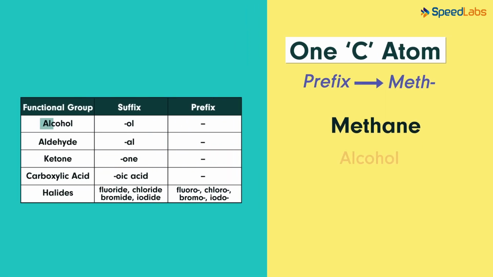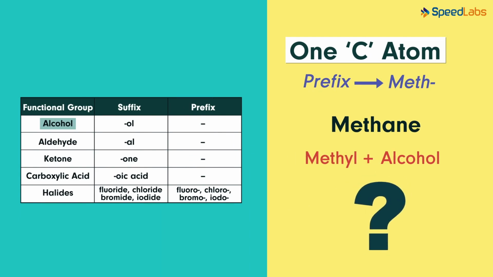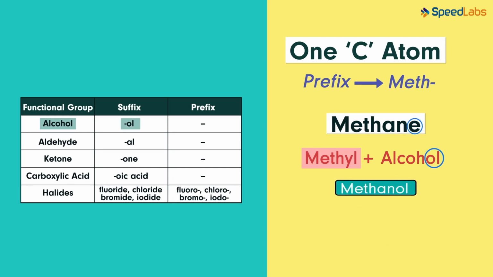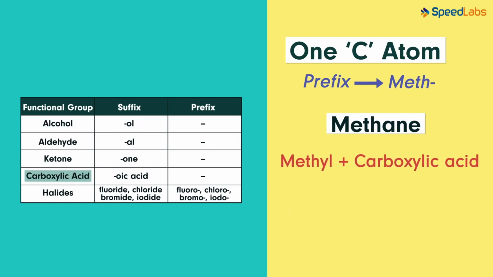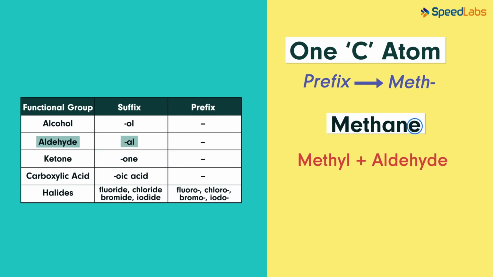Now, when we have an alcohol as a functional group attached to the methyl group, the name changes to what? We know that the methyl group is derived from the methane as the parent hydrocarbon. So from the word methane, E will be replaced by ol, and thus the compound becomes methanol. Similarly, when we have carboxylic acid as the functional group, the second part becomes oic acid. So methane will become methanoic acid. And what if methane has an aldehyde group as a functional group? In that case, we will replace E with al. Thus methane will become methanal.